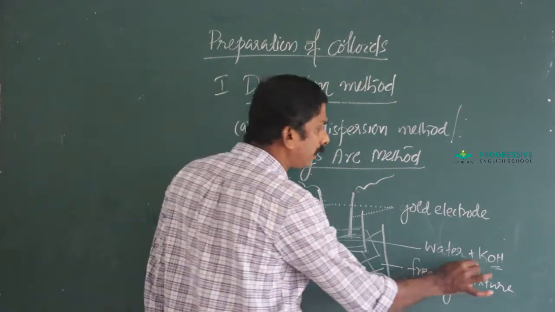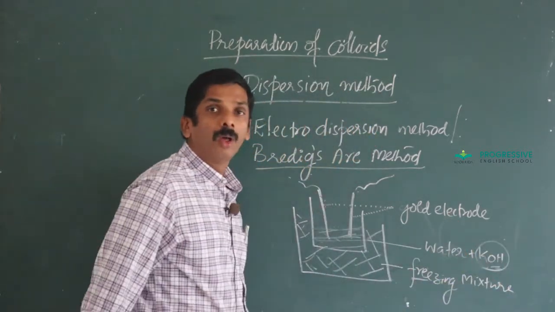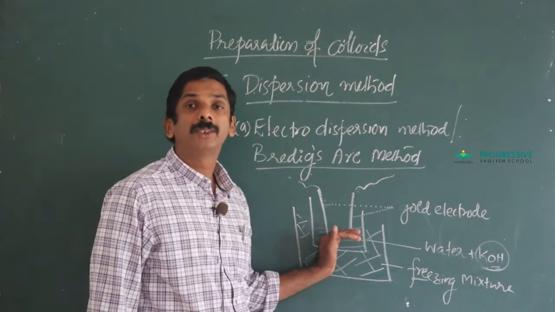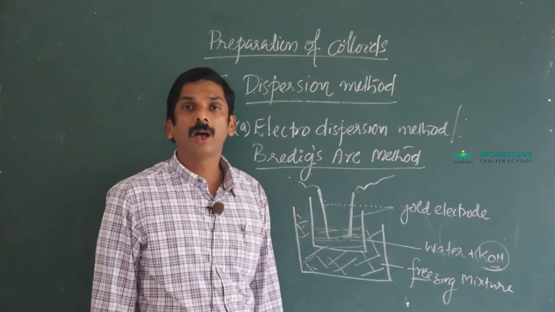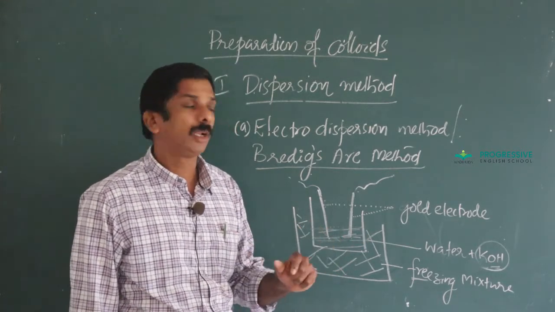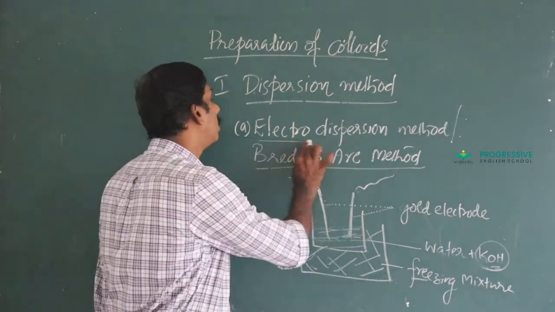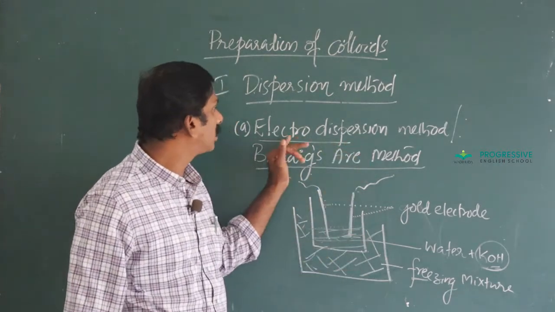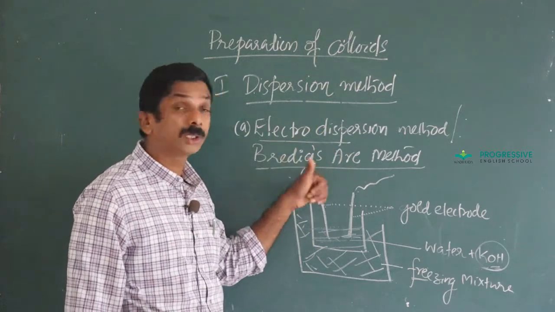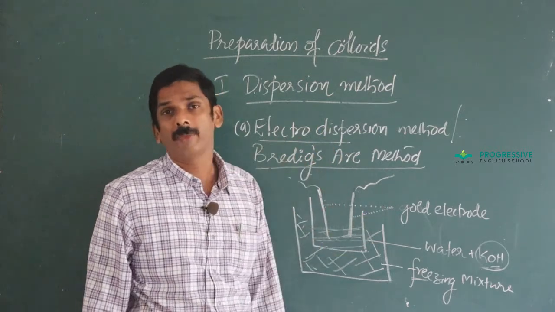The function of alkali is to stabilize the colloid. That is the principle behind Bredig's arc method. Sometimes a question asks only about this electrodispersion method, which is also known as Bredig's arc method.